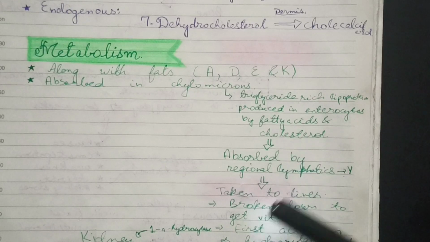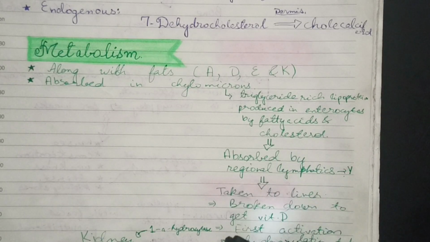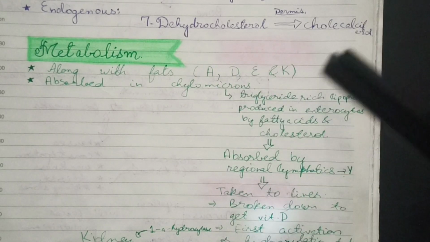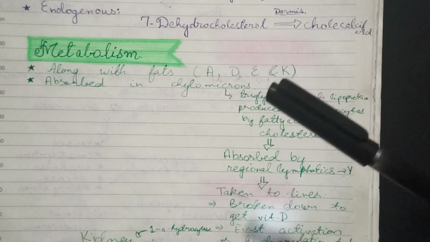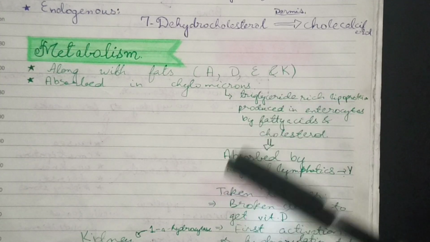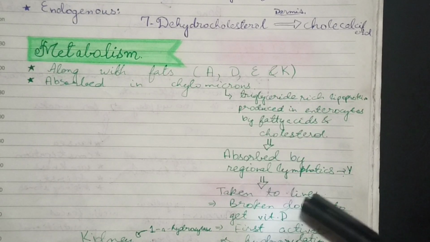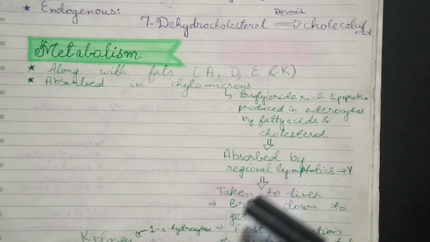The active form of vitamin D in our body is calcitriol. What is it? It is calcitriol. In our body, dietary vitamin D goes through different steps of activation to achieve its activated form, which is calcitriol. And where will it be converted? Mainly in the kidney. The first step of activation takes place in the liver, while the second step of activation takes place in the kidney.